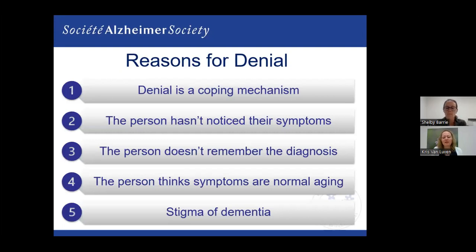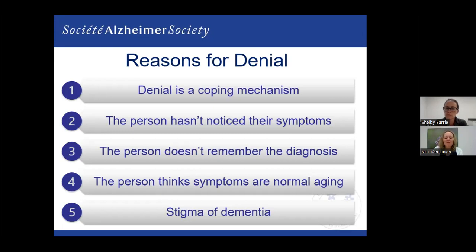Someone who is newly diagnosed with dementia might have difficulty accepting their new reality. Denial is a coping mechanism which can help us deal with the grief and feelings of loss that might come with a diagnosis of dementia. Another reason that a person might deny their diagnosis is that they haven't really noticed their symptoms or that their symptoms are getting worse. The person might be unaware of the more subtle changes in their abilities. In fact, the early symptoms of dementia might be more apparent to those people that are closest to the person than they are to the person themselves.